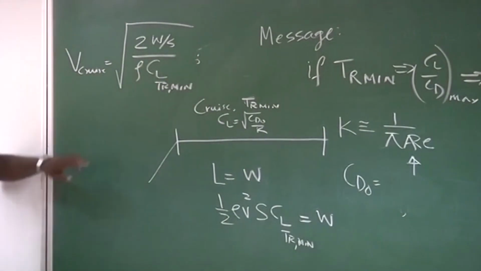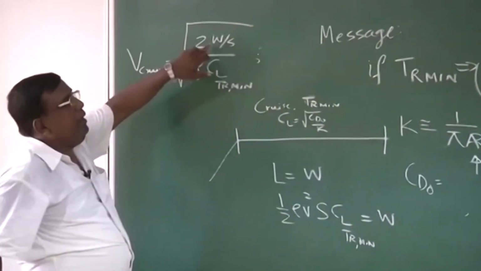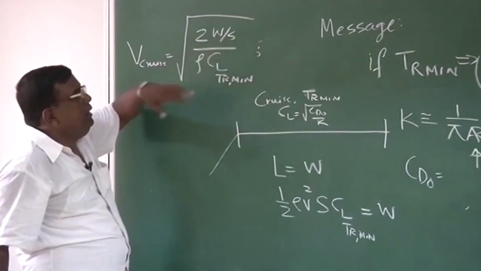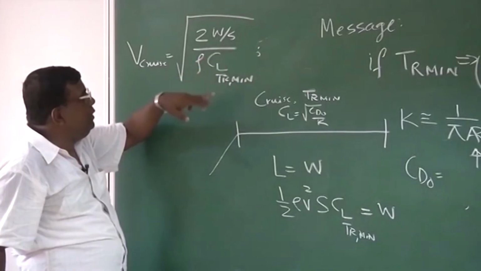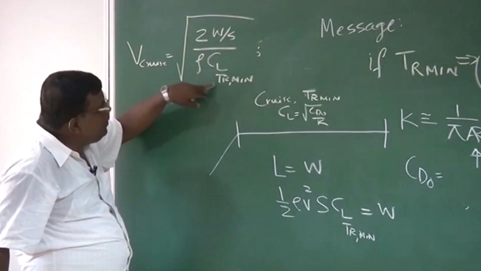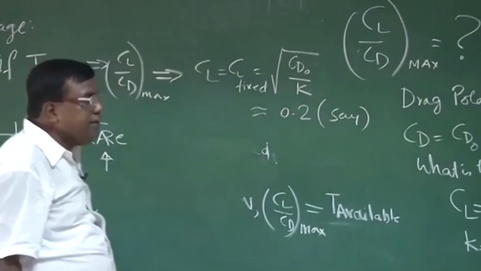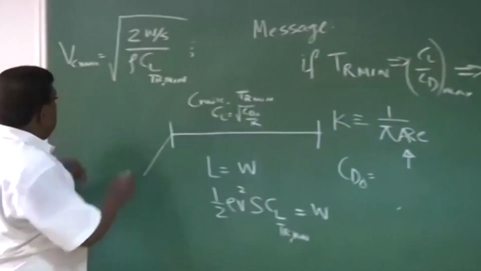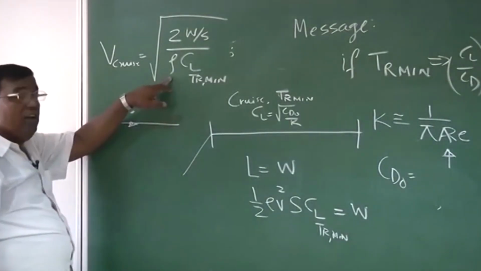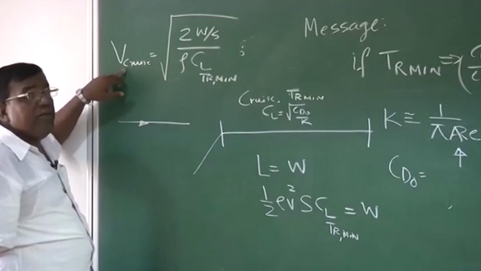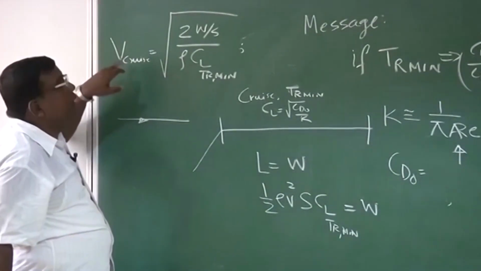Okay. Let us see here. W is fixed, if I'm assuming that there is not much difference in the weight because of fuel consumption. S is fixed. CL at thrust required minimum is fixed because it is governed by CD naught and K, which are fixed. So for a given altitude, for a given value of rho, there is again a fixed value of V cruise.